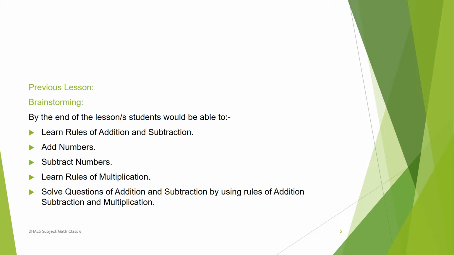In our previous lesson we learned about rules of addition and subtraction, in which we learned that if two numbers have the same sign, then we add these numbers. If two numbers have different signs, then we subtract these numbers. And we learned about multiplication rules and how we apply the multiplication rule to solve addition and subtraction questions. If a number is given in a bracket, then bracket means multiplication. To solve this bracket, first we apply the multiplication rule, then we add the terms by using the rules of addition and subtraction. That's all we learned in our previous lesson.